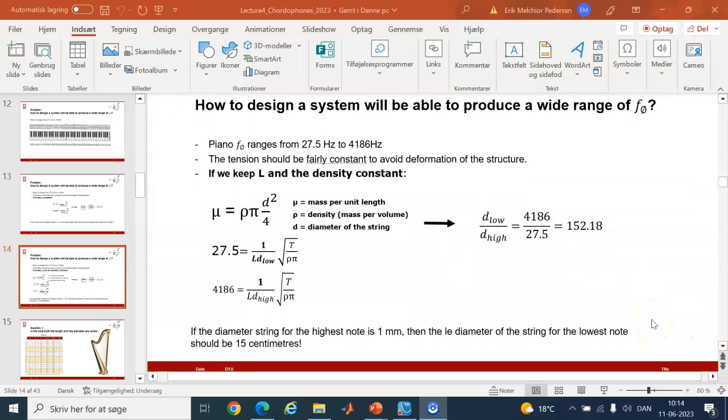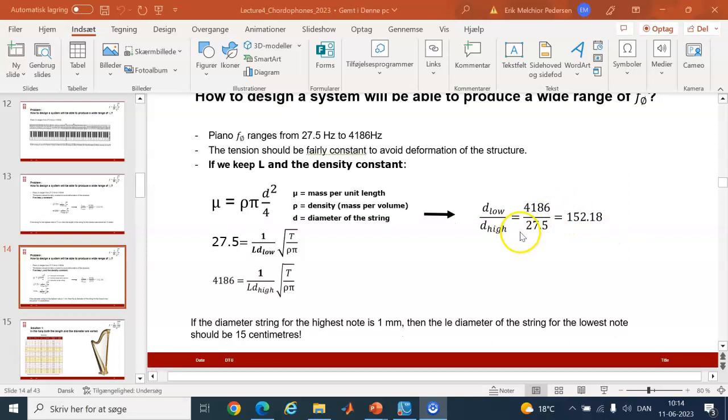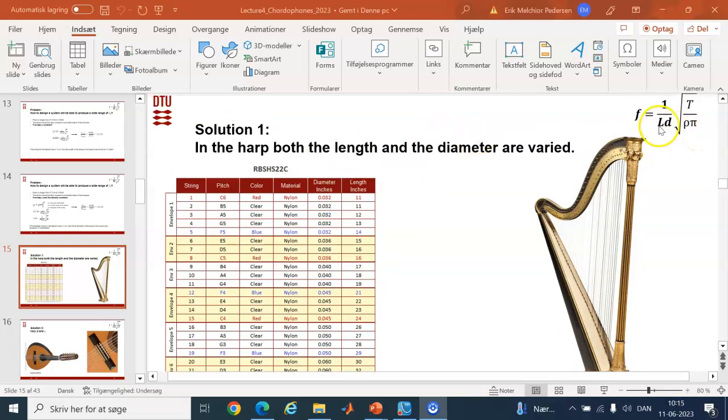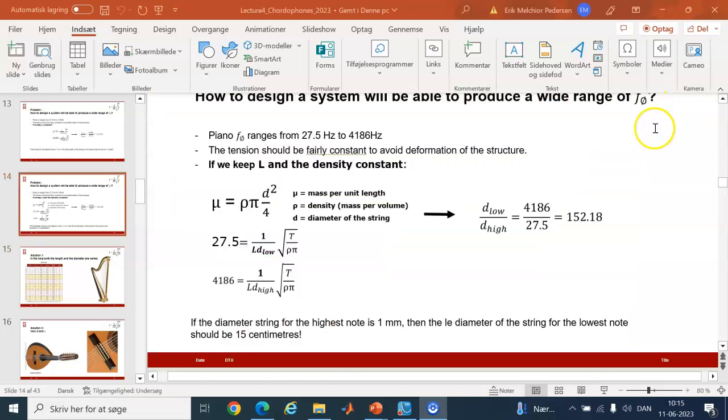If the diameter of the string for the highest note is 1 millimeter, then the diameter of the string for the lowest note is 152 times as big. It should be 15 centimeters, and it's too much. So if both the length and the diameter are varied, we have this term for the fundamental frequency, and it can also be written like this.